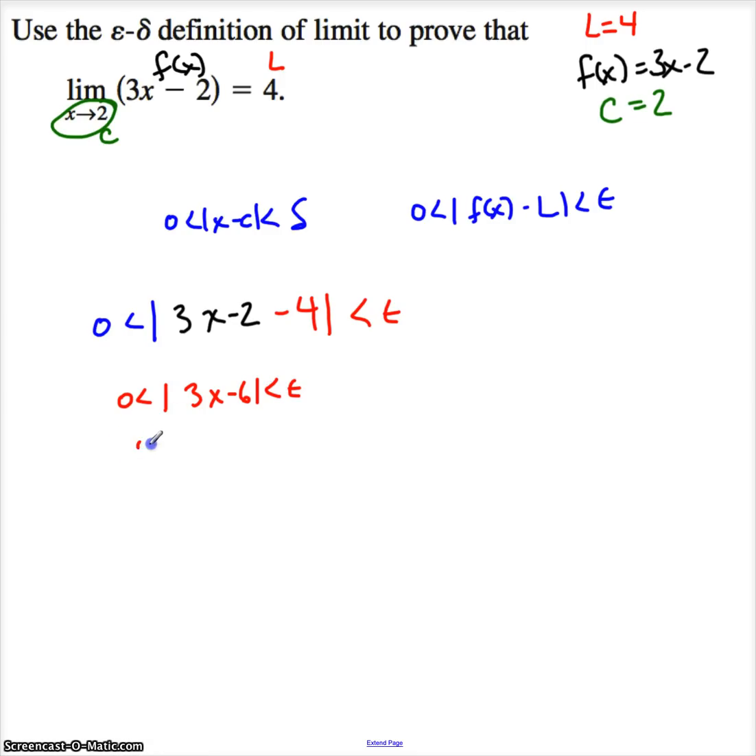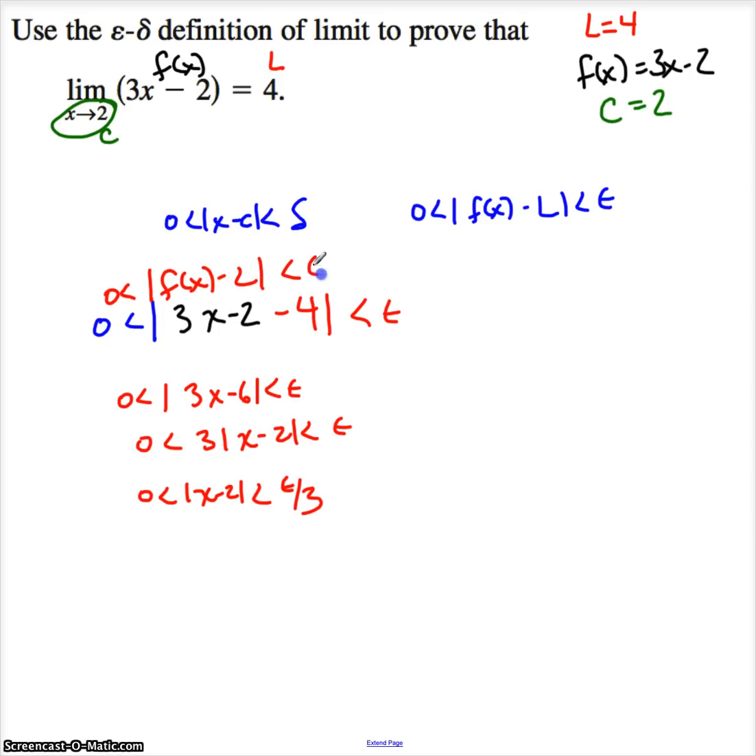Now, let me factor 3 out. 0 is less than 3 times the absolute value of x minus 2 is less than epsilon. Now, I'm going to divide all 3 parts of this by 3. So 0 is less than the absolute value of x minus 2 is less than epsilon over 3. All right, now I have gotten this. This comes from 0 is less than the absolute value of f of x minus L is less than epsilon.